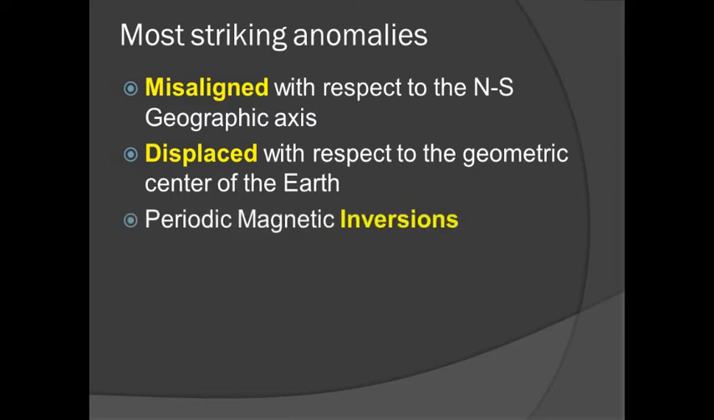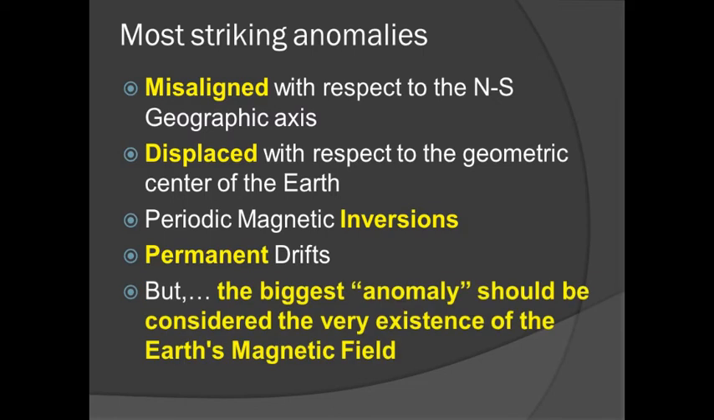Further, constituting what is possibly the most striking anomaly of terrestrial magnetism, periodically the magnetic field reverses its north-south orientation. And, finally, this deviation from the axis of rotation does not remain constant, but suffers permanent drift, so that we can speak of traveling magnetic poles, with the additional characteristic that the displacements of the magnetic south pole are usually not symmetrical with those that the magnetic north pole suffers. But I also mentioned that the biggest anomaly should be considered the very existence of the Earth's magnetic field.